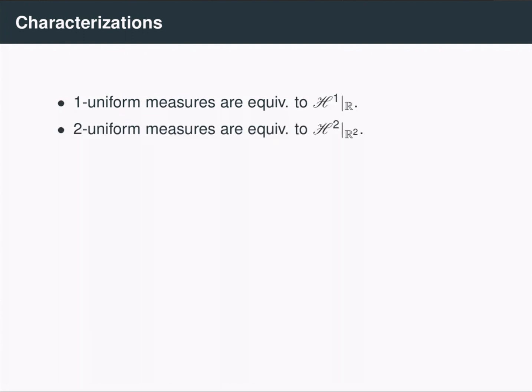While there's no full characterization of uniform measures, we do have some partial results. Notice that even though these results are partial, they're still quite non-trivial. So first of all, one can show that all one-uniform measures, after translation, rotation, and scaling by a constant, are equivalent to one-dimensional Hausdorff measure restricted to the real line. And similarly, all two-uniform measures are equivalent to planar Lebesgue measure.